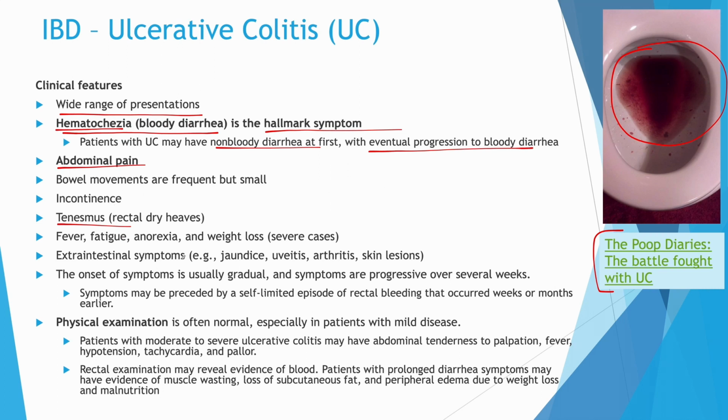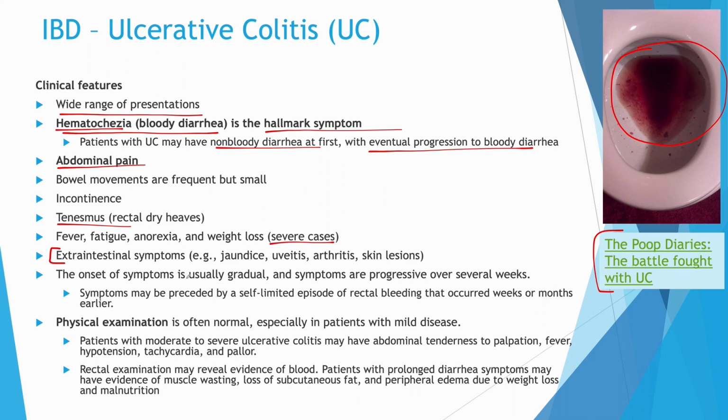They can also get incontinence, fever, fatigue, anorexia, weight loss. These are more severe cases. These are systemic type symptoms. And then just like Crohn's, we have extraintestinal manifestations, including some of the same things like jaundice, uveitis, arthritis, and skin lesions.